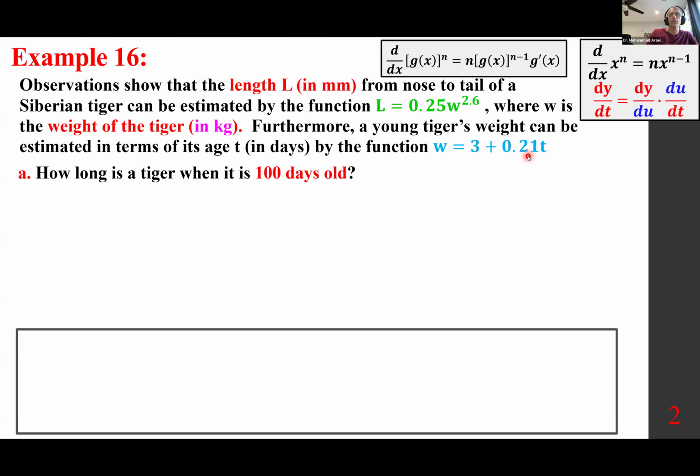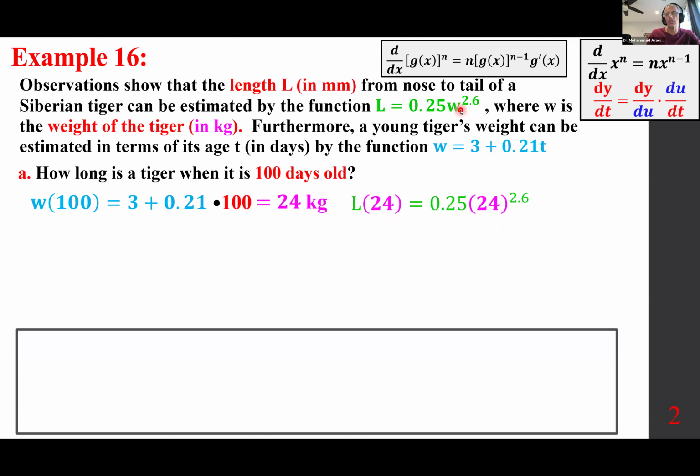So just plug in T. You have two choices. You can find L as a function of T, or just plug in T equals 100. This is 21 plus 3, which becomes 24 kilograms. Replace the weight with 24 kilograms in this equation, and you come up with 969.369 millimeters, almost 1 meter.